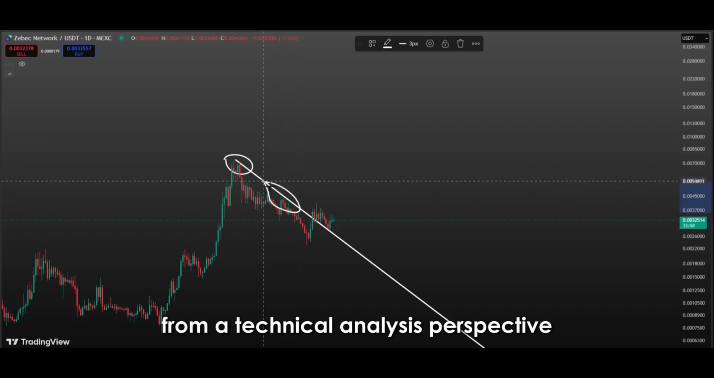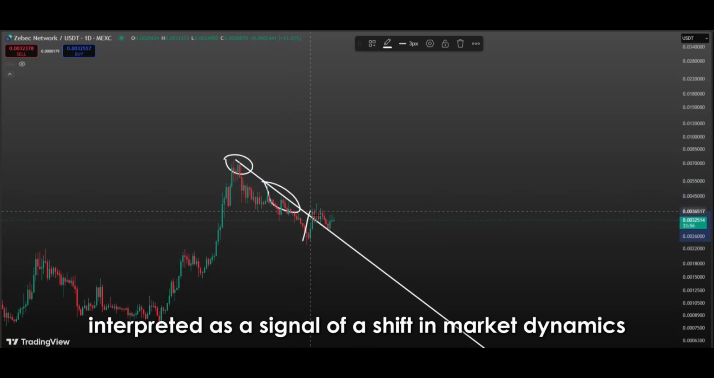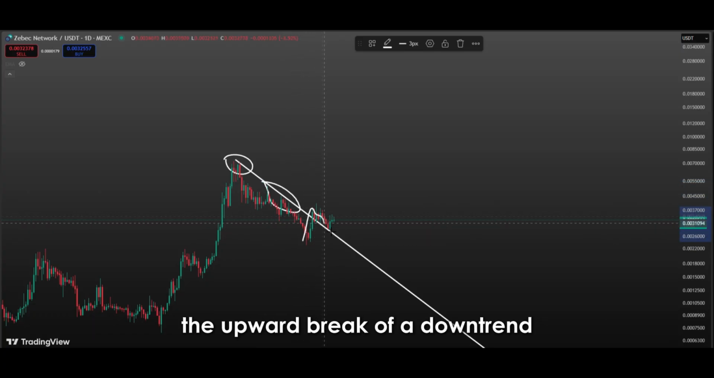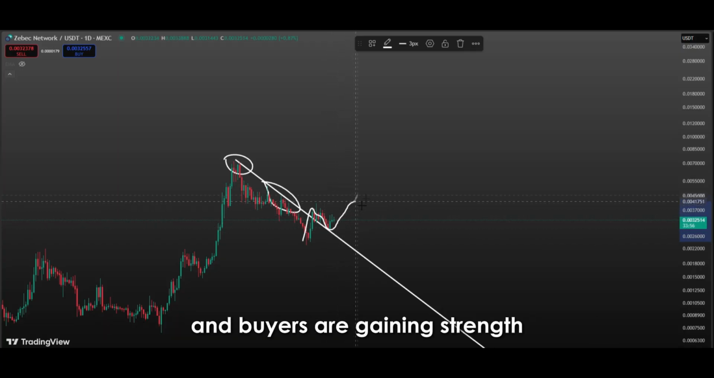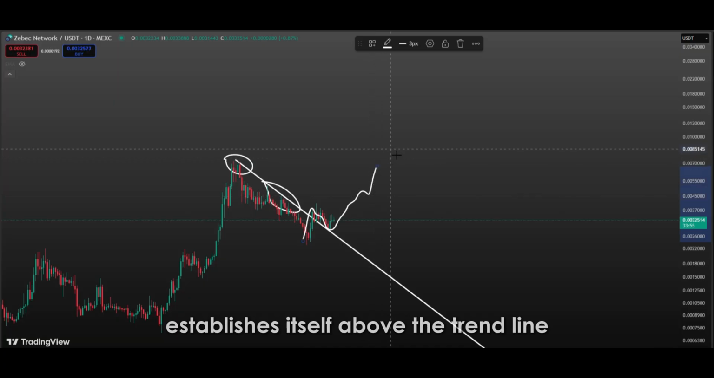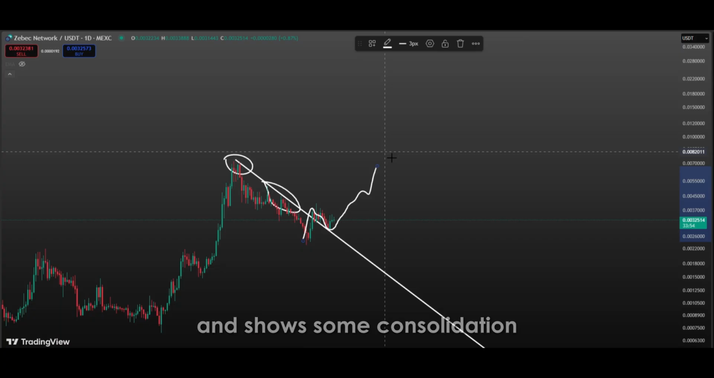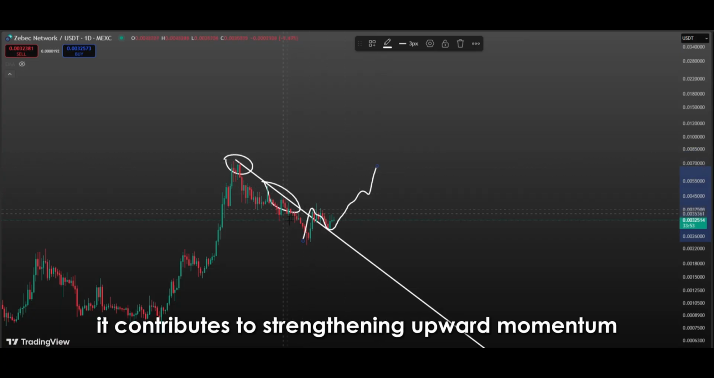From a technical analysis perspective, this breakout can be interpreted as a signal of a shift in market dynamics. The upward break of a downtrend is a key indicator that selling pressure is weakening and buyers are gaining strength. After this breakout, if the price establishes itself above the trend line and shows some consolidation at that level, it contributes to strengthening upward momentum.